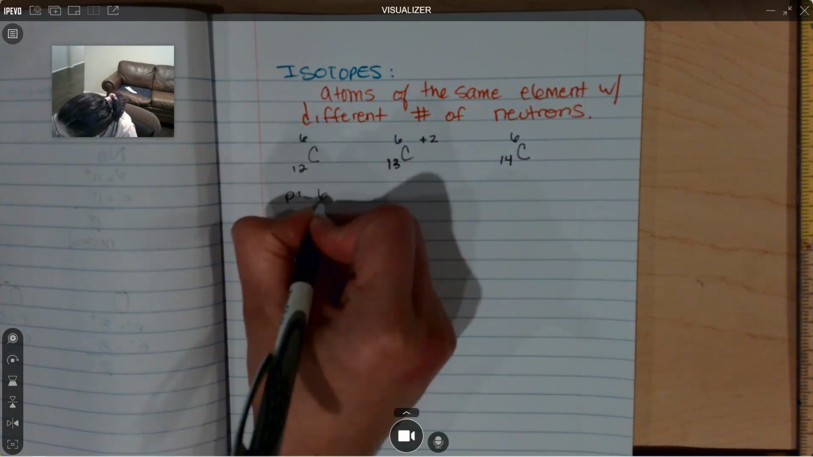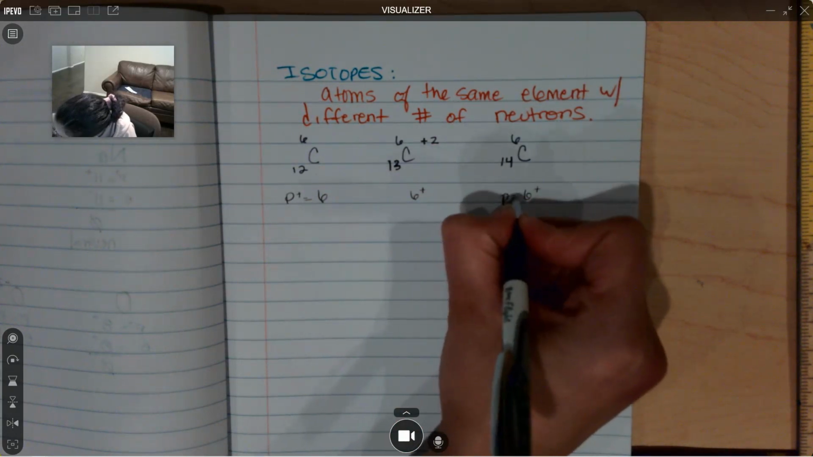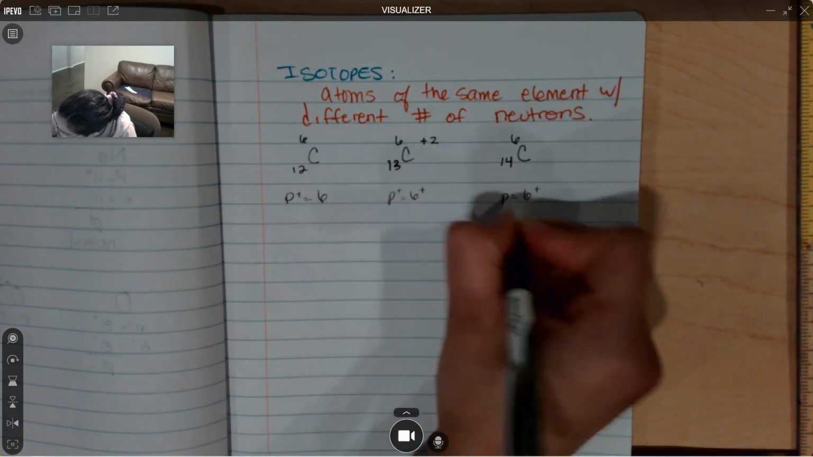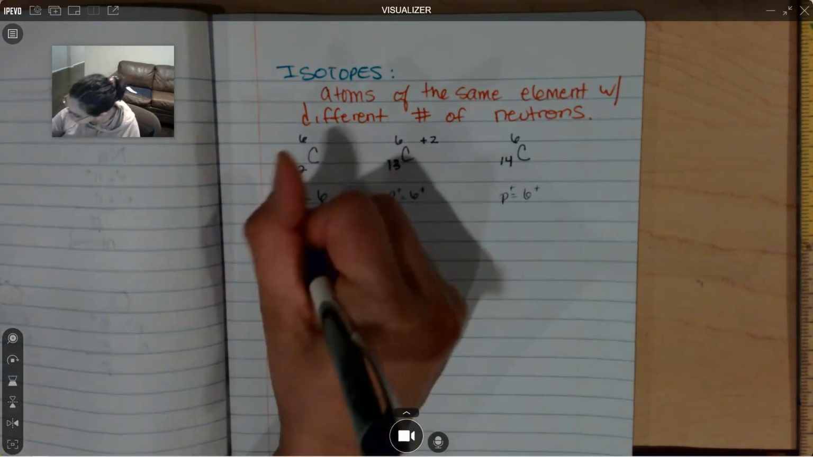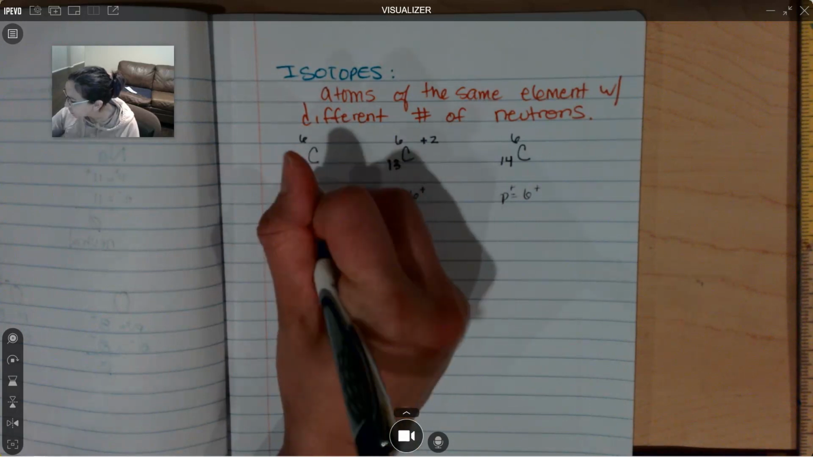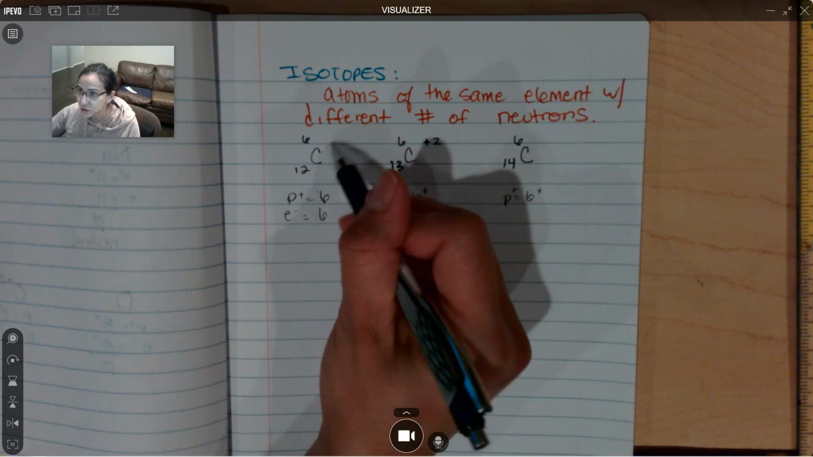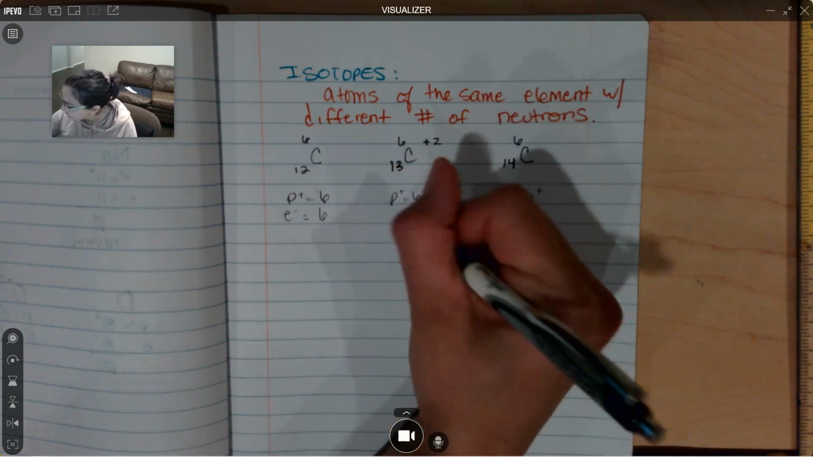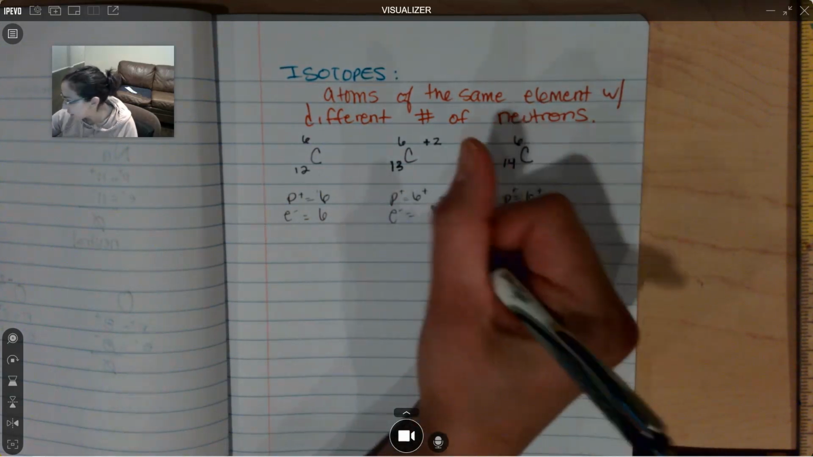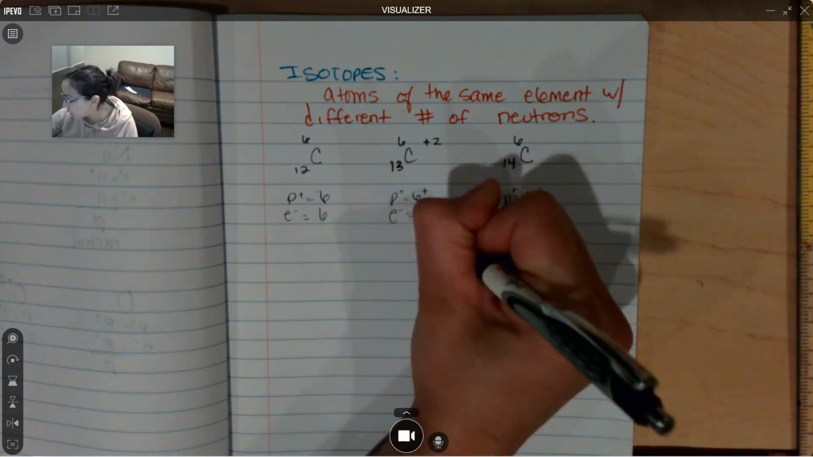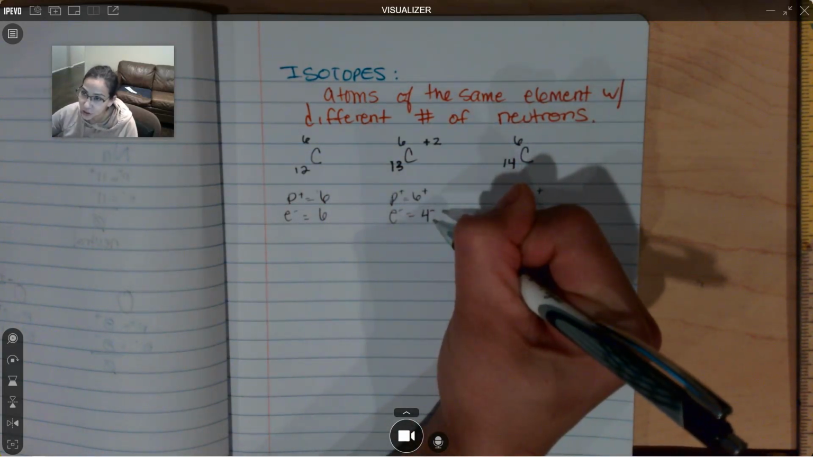Protons equals 6 on all of these. Now, let's look at electrons. Electrons is going to equal 6 because they cancel each other out. It's neutral, there's no charge. Here, we have a +2 charge, so therefore you're going to have less electrons, you're going to have 4 electrons. So far, the number of electrons changed.